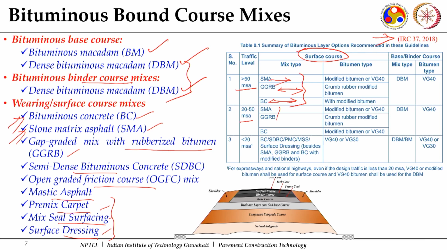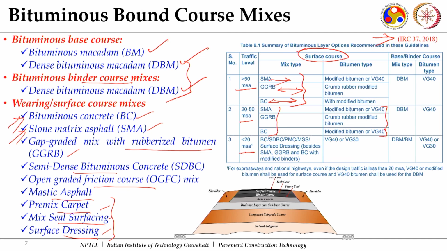When the traffic is lesser in magnitude, that is in the range of 20 to 50 MSA, again these three mixes are prescribed, but there will be a difference in the binder type which has been used. Depending upon the category of road, even if the traffic is less but it forms a national highway, then you will prefer to go for these high type of surface courses.